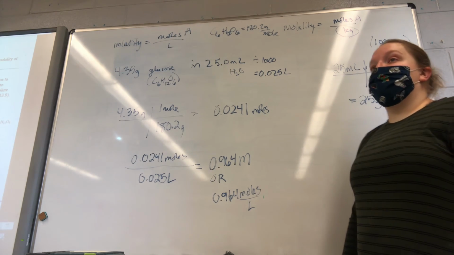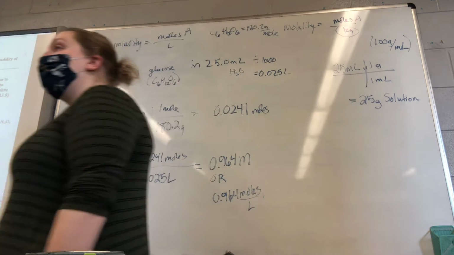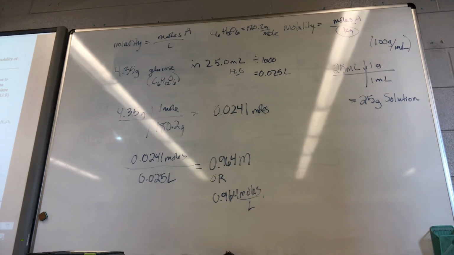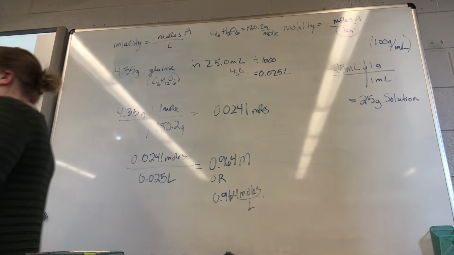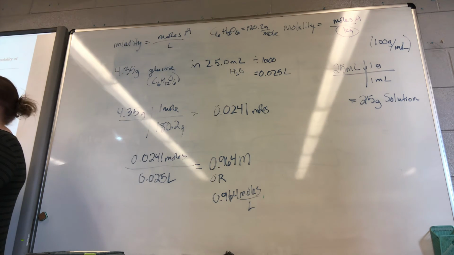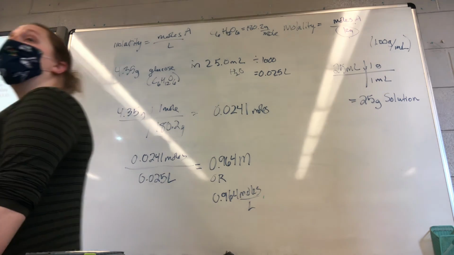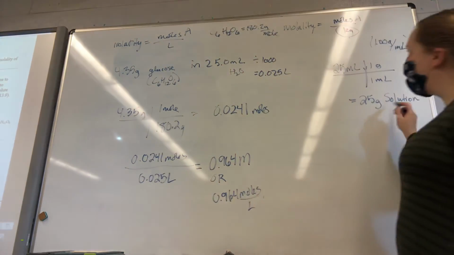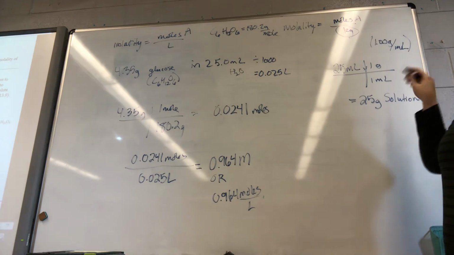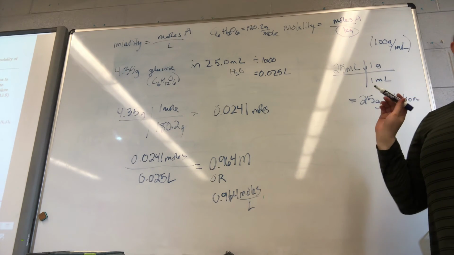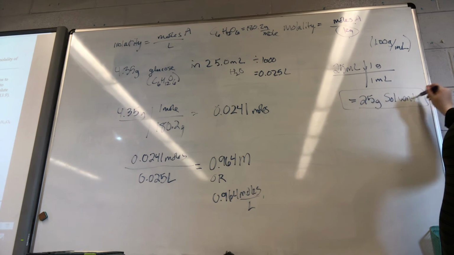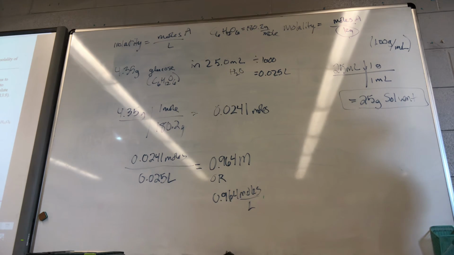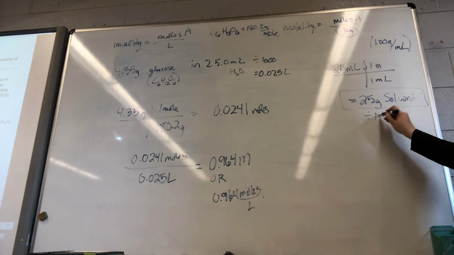Remember that for molality, is it kilograms of solvent on the bottom of the equation, or is it kilograms of the solution? I want you to look at your notes. Kilograms of solvent, right? So in this case, do we need to add the mass of the glucose to get the final solution mass? We do not. We just need to know the mass of the solvent in kilograms. So how do we go grams to kilograms? Divide by 1,000.